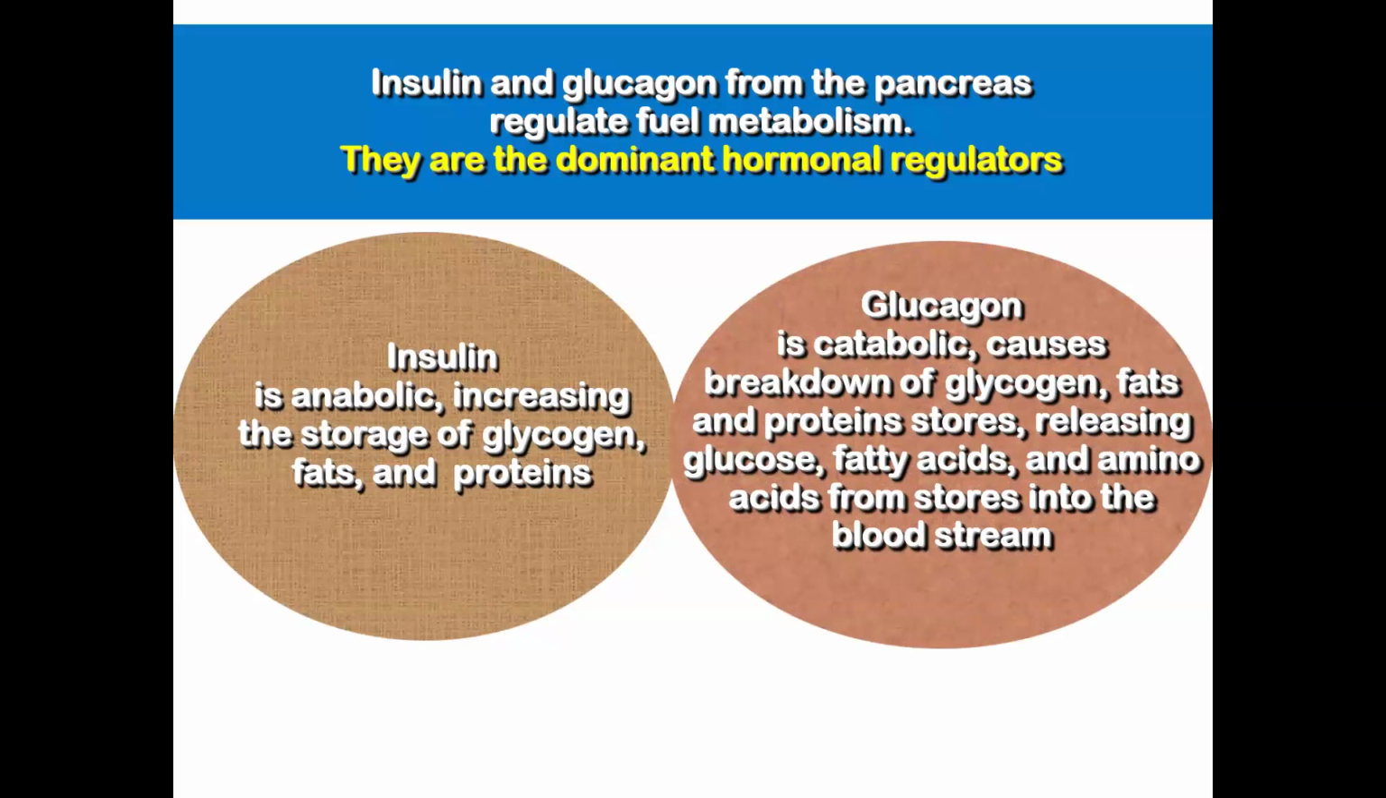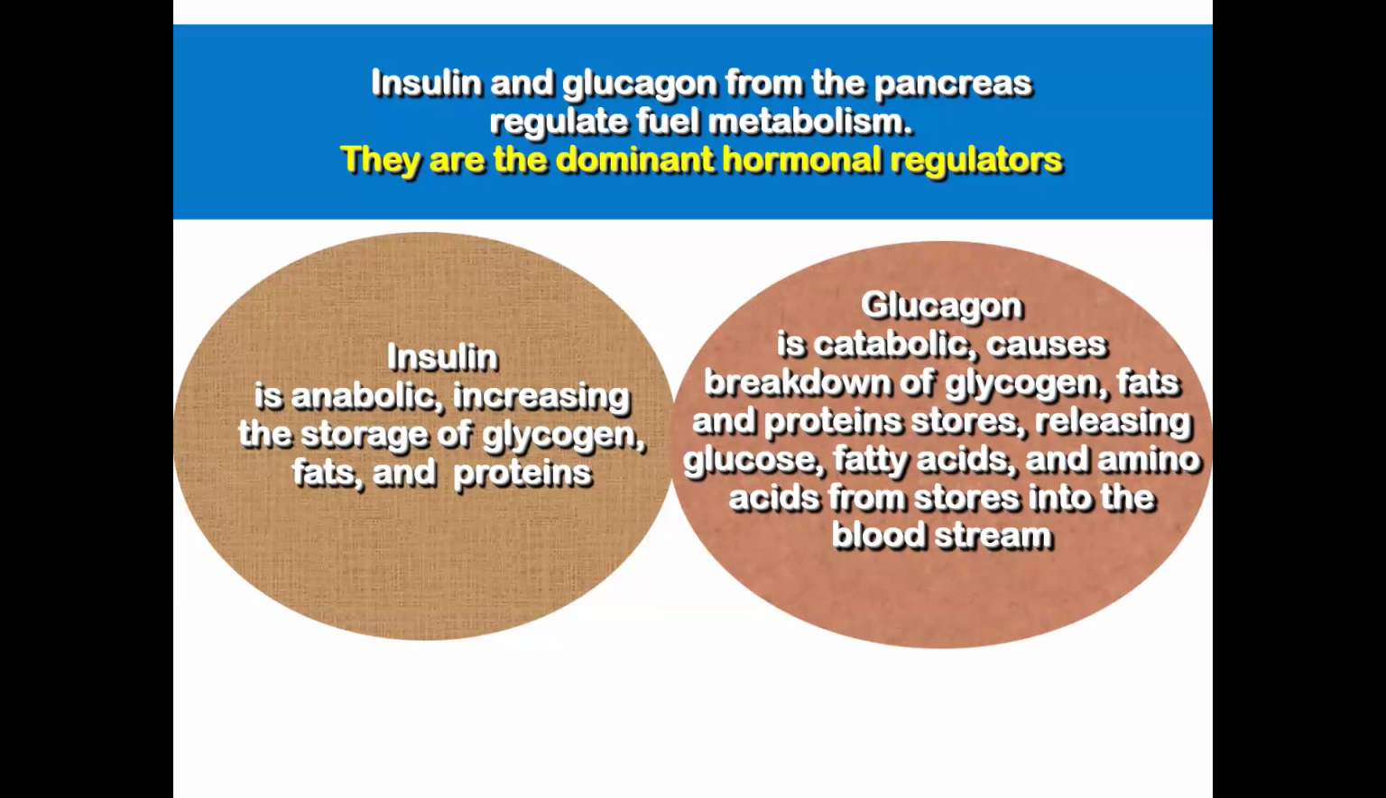When these stores are broken down, the products are released from them. For example, when proteins are broken down, amino acids are released. When fats are broken down, fatty acids are released. When glycogen stores are broken down, glucose is released. So glucagon is a catabolic hormone. It will stimulate the breakdown of the stores.